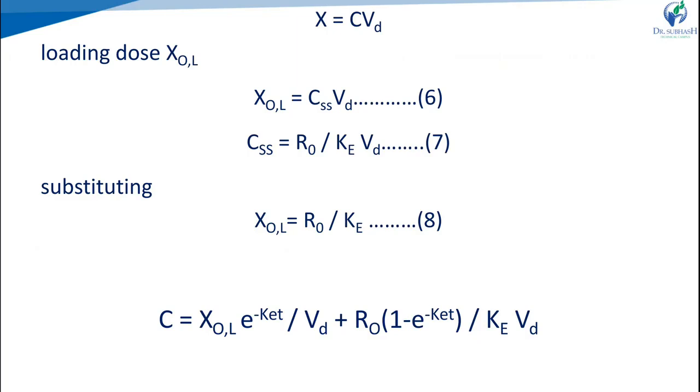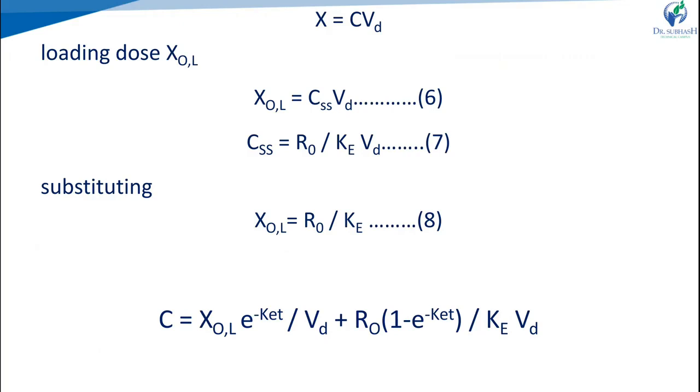For that, the equation for the loading dose, X0L: X is equal to Vd into C, so X0L is equal to Css into Vd. Css, as we already saw for the IV infusion, is R0 upon K into Vd. Substituting those values, X0L is equal to R0 upon K.